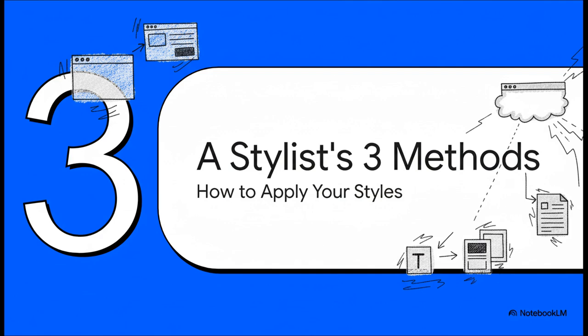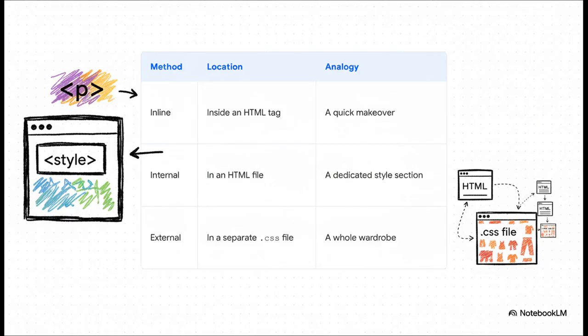Okay, so now you know what to say. The next question is, where do you say it? Turns out there are three main ways you can apply your CSS styles, and each one is useful for different situations. First, you've got inline styles. Think of this as a quick, one-time touch-up for a single element. Then there's internal, where you put a block of styles at the top of a single HTML page, perfect for a one-off page with a unique look.